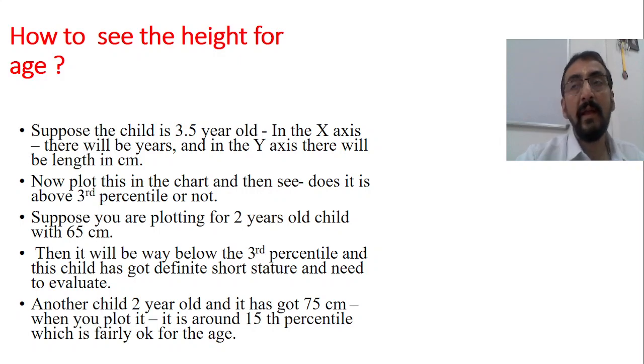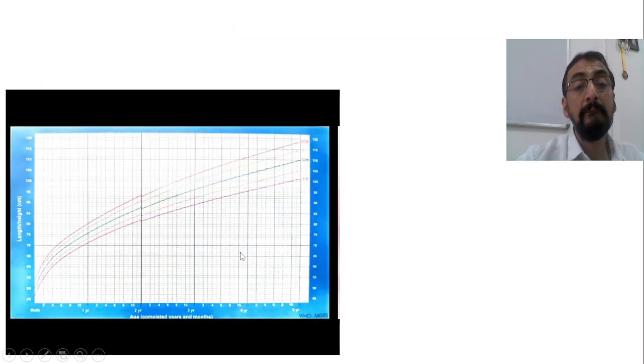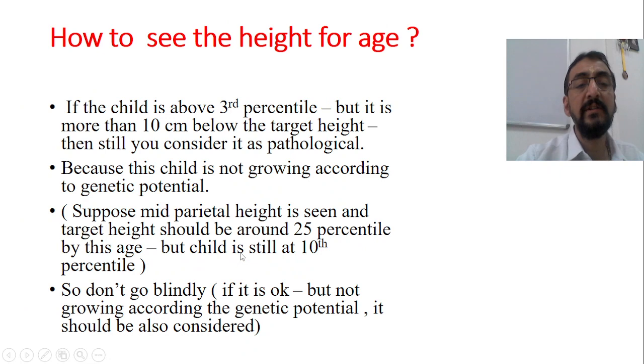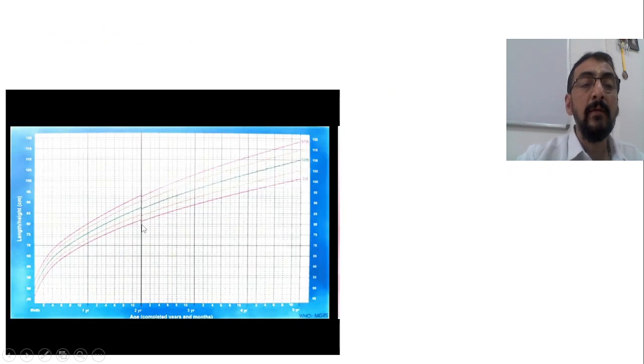In the second year, again the child has to gain a total of 12 centimeters. So now this 2-year-old child has got 75 centimeters, fairly just touching the third percentile line. So 50-50 chances are there that it may lead to short stature in future if any problem is existing, or it may pick up. Both possibilities are there, but it is now under the risk of short stature.